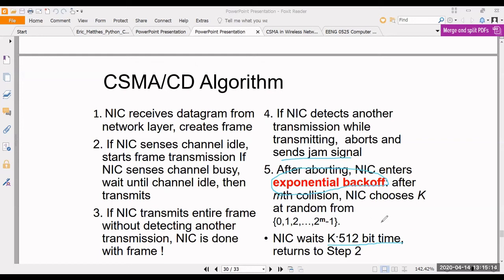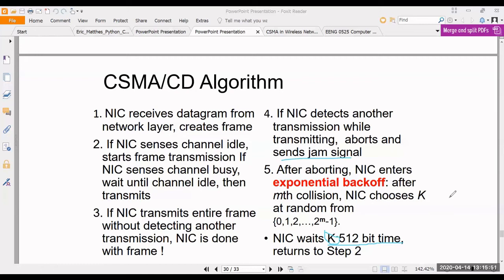We can find the bit time when we are given the capacity of the link; we just find the inverse to get our bit time. This 512 is a constant. So let's talk about this K. K is actually a group of numbers that depends on the number of collisions that has occurred. Yes, you get that statement.